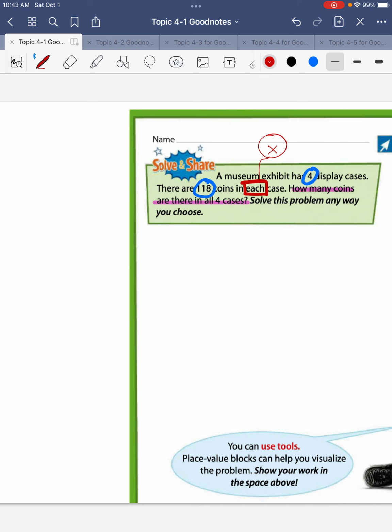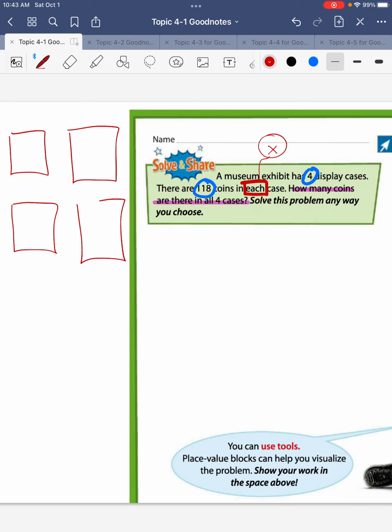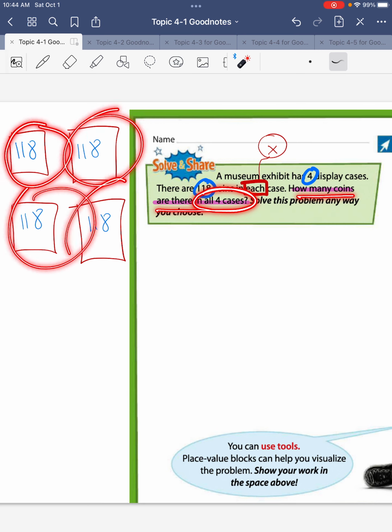So there's a museum exhibit. It has 4 display cases. So I'm just going to draw 4 boxes. 1, 2, 3, 4. These are my 4 cases. Okay. And it says there are 118 coins in each case. So they're saying that I have 118 here, 118 here, 118 here, and 118 here. They want you to figure out how many coins are there in all 4 cases. So all of these cases, how many coins are there?